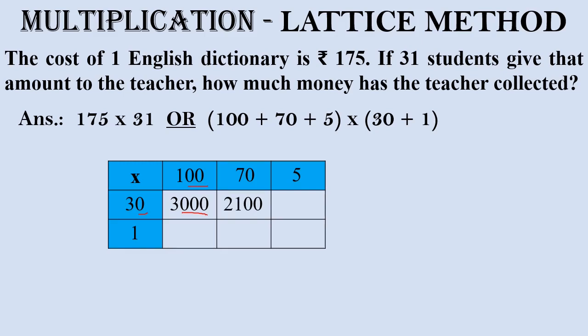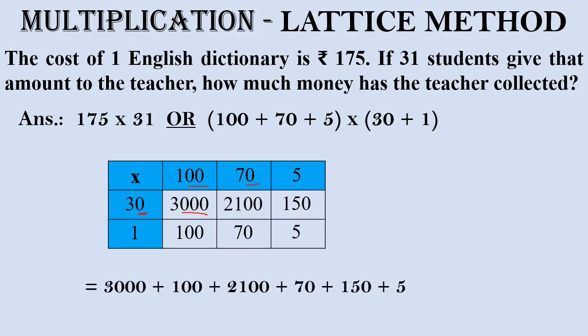7 into 3 is 21, and there's 1 zero, and here is the second zero. And 30 into 5, there's no zero here, but there's 1 zero in the multiplier place, so we carry that over. 30 into 5 is 150. Now any number multiplied by 1 is that number itself. Take any number and multiply it by 1, you will get the original number itself. So 100 plus 70 plus 5.